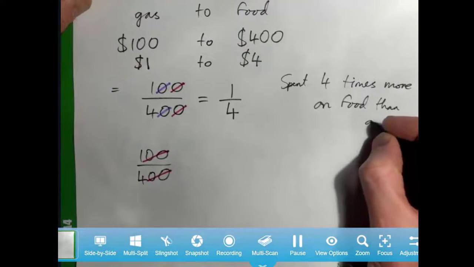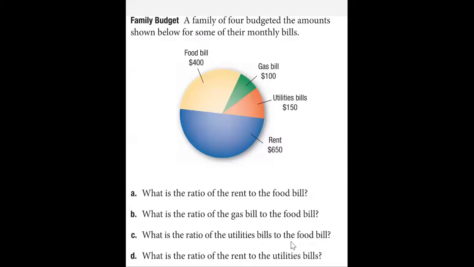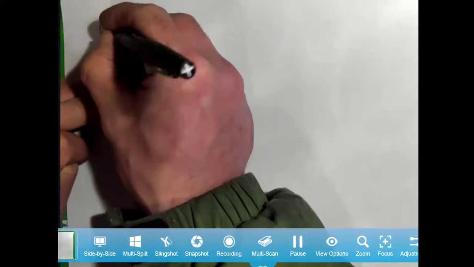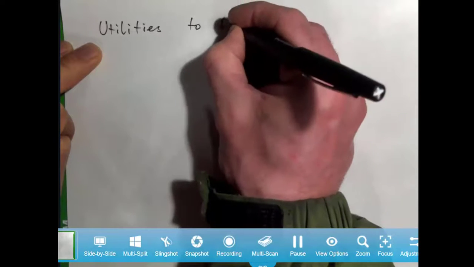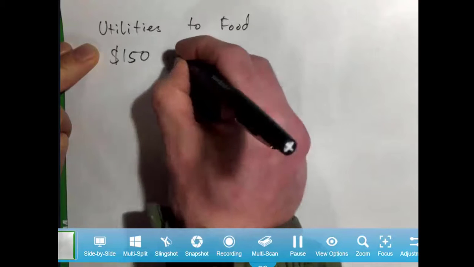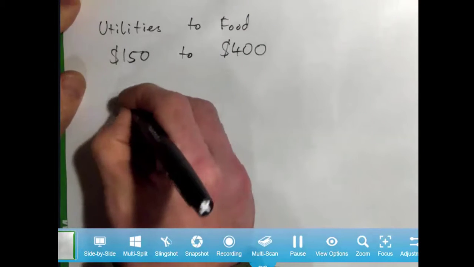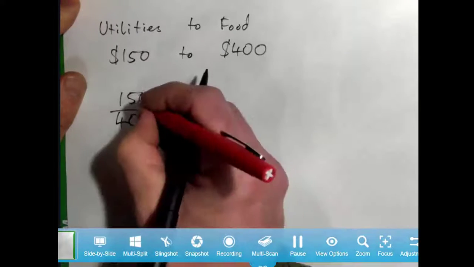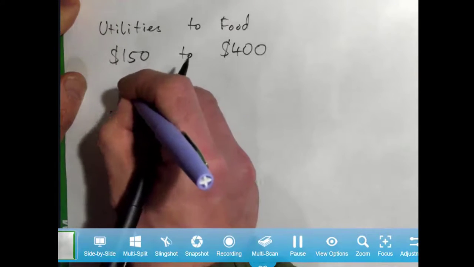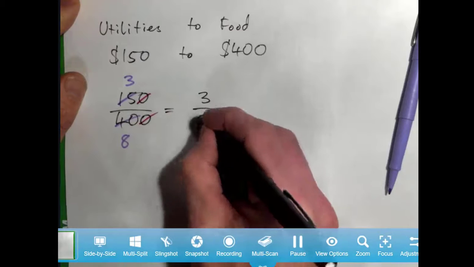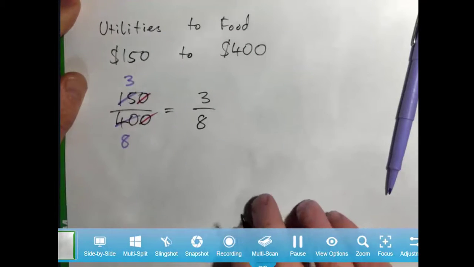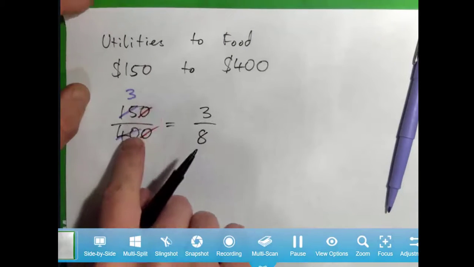Letter C. What is the ratio of utilities bill to the food bill? Utilities bill 150. Right. To food 400. Right. So back to the paper. 150 over 400. And then I could cancel out a zero from each by dividing by 10. 5 goes into 15 3 times. 5 goes into 40 8 times. The answer is 3 over 8. Good. Which means that for every $3 I spend in utilities, I'm spending $8 in food.